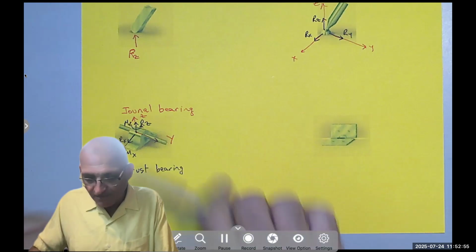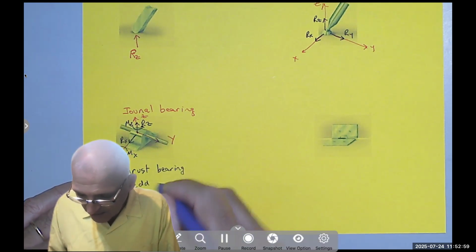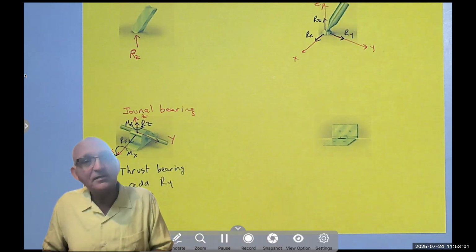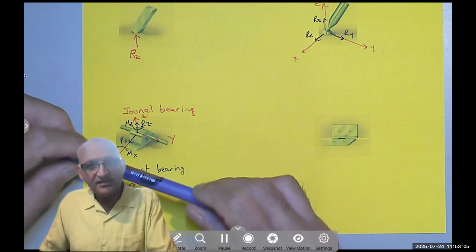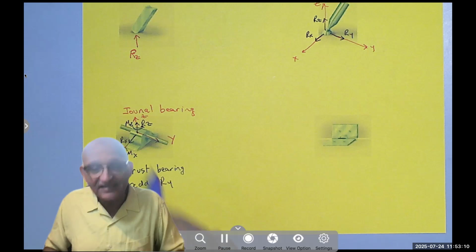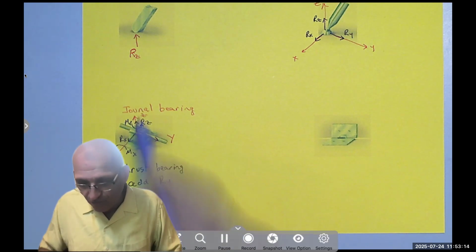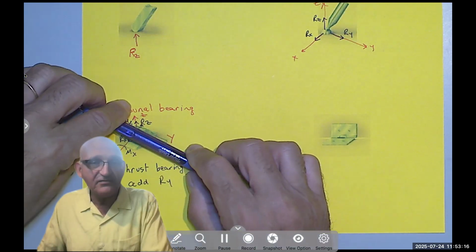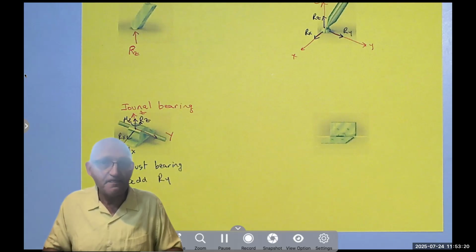If the pipe cannot move along the Y, we add RY. But it still can rotate. It doesn't prevent rotation about the Y. So it will get 5 support reactions. 1, 2, 3, 4, and the thrust would make it 5. If it's a journal bearing, it's 4. If it's a thrust bearing, it's 5.